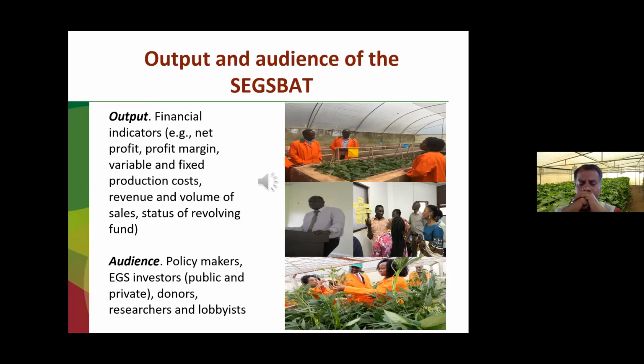And obviously the researchers can also utilize the output for formulating policies. And at the end of the day, most importantly, the lobbyists and the decision makers at the organization level can utilize these results to lobby their thinking or their ideas. As I said, the tool is used for analyzing the financial performance of early generation seed business, and there are interconnections between different financial indicators. The first thing, we try to measure the production cost. That includes both fixed and variable.